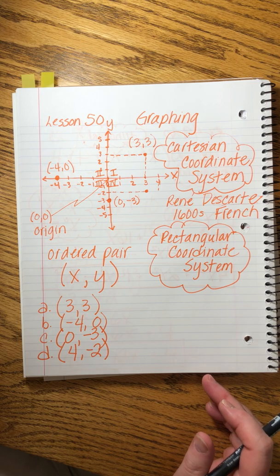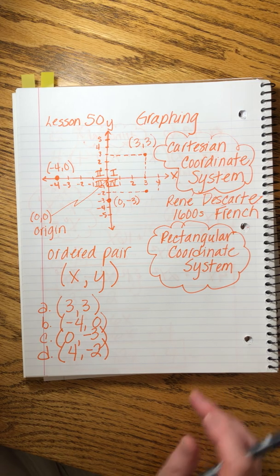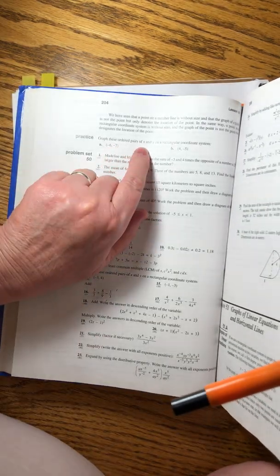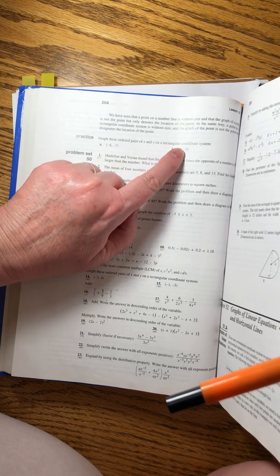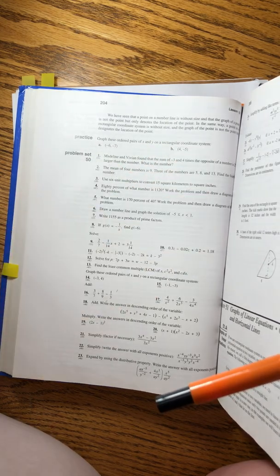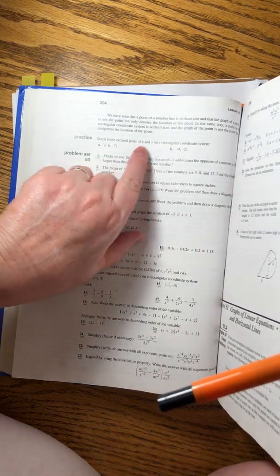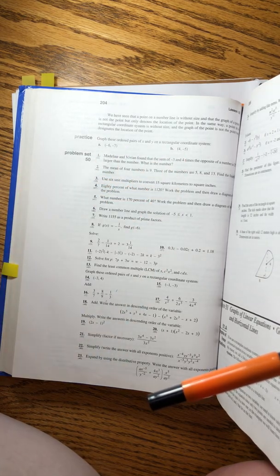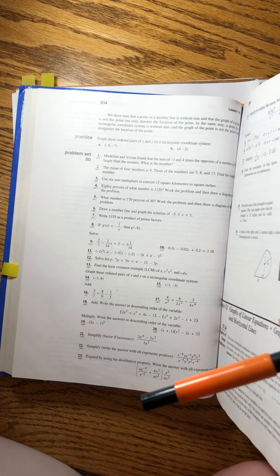That is all you need to do for this lesson. I just want to show you here in the practice: Graph these ordered pairs of x and y on a rectangular coordinate system. Okay, you know what this is. You know what ordered pairs mean. There they are. Grab a little piece of graph paper and graph away.